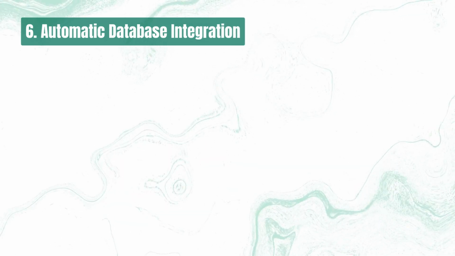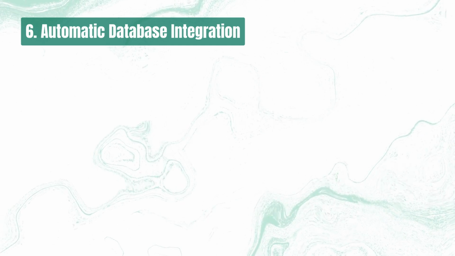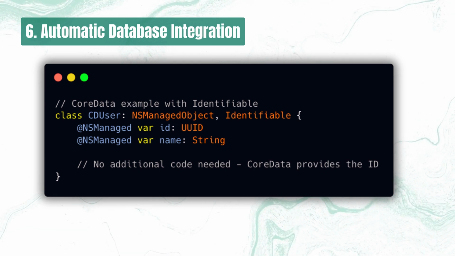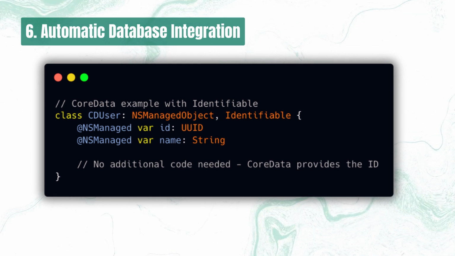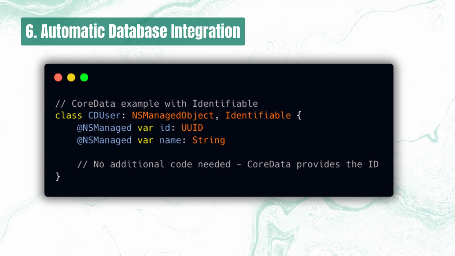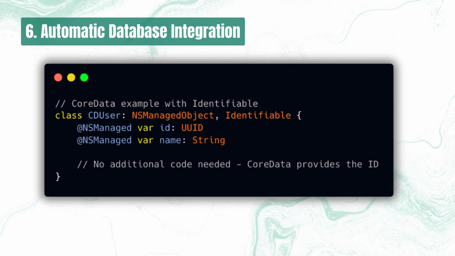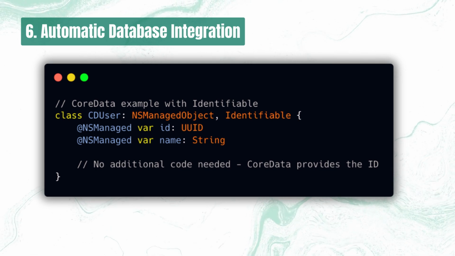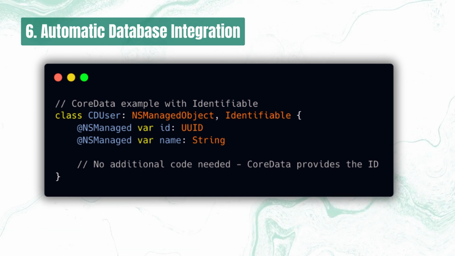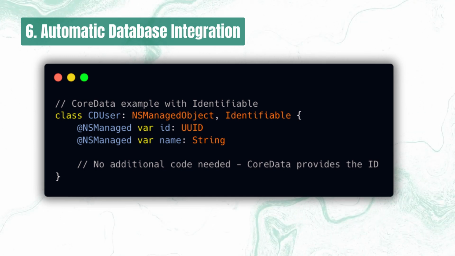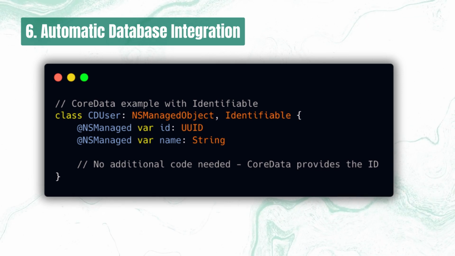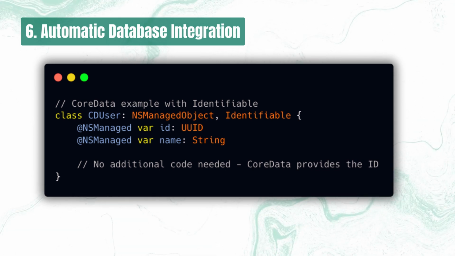Identifiable pairs beautifully with databases and persistent storage. Modern Swift data frameworks like Core Data, Realm, and Firebase SDKs integrate seamlessly with Identifiable. What's fascinating is how this creates a consistent identity system throughout your app. Database primary keys become Swift IDs. Swift collection operations use these IDs. UI components reference the same IDs. And network operations can use the same identifiers. This consistent identity system eliminates a whole class of bugs related to object identity mismatches between systems.